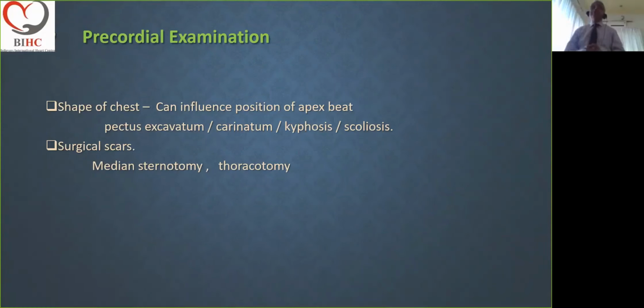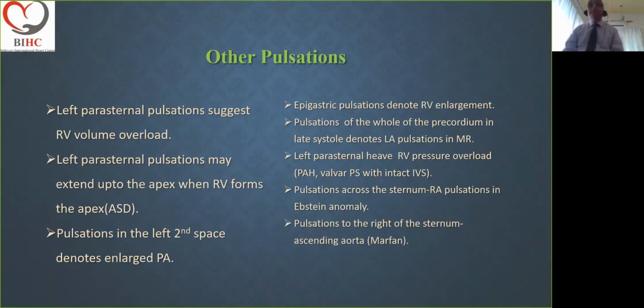Now, all over the state, you'll be finding operated children. A midline scar is due to a median sternotomy. You could have a thoracotomy either on the left posterolateral, anterolateral, right. For different purposes, you will find thoracotomy scars. Other pulsations, you could see a left parasternal pulsation. A prominent left parasternal pulsation would be seen in atrial septal defect or in other conditions of RV volume load.